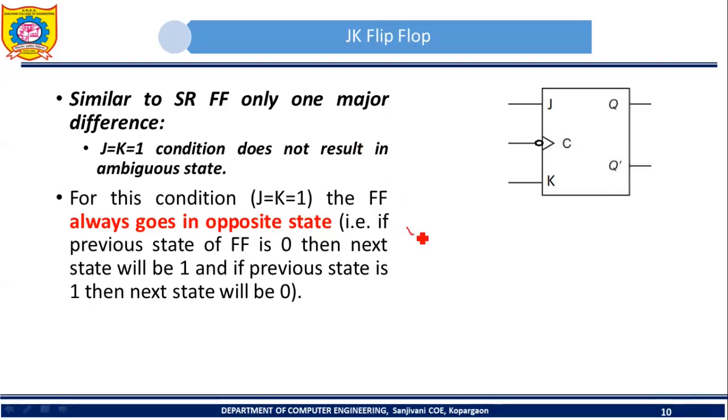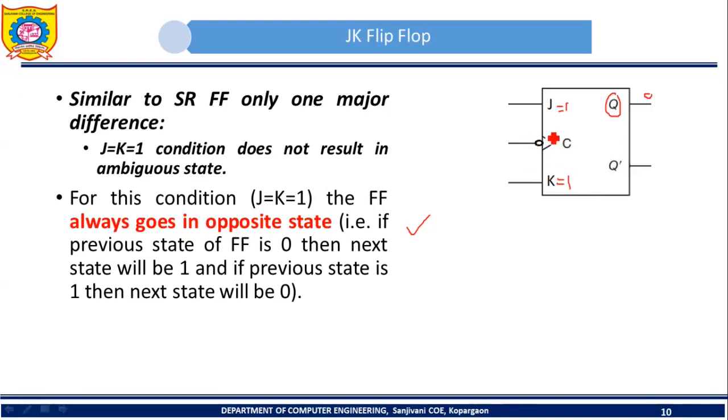So what does this second point say? In case of JK flip-flop, if J is equal to 1 and K is equal to 1, what is going to happen with this state? The flip-flop always goes into the opposite state. What is the meaning of this? Let's assume that the initial value of Q is 0. Initial value means present state. Assume that the present state of this particular flip-flop is 0, and at that time I am giving this input, that is J equal to 1 and K equal to 1. After giving this input, what is going to happen?